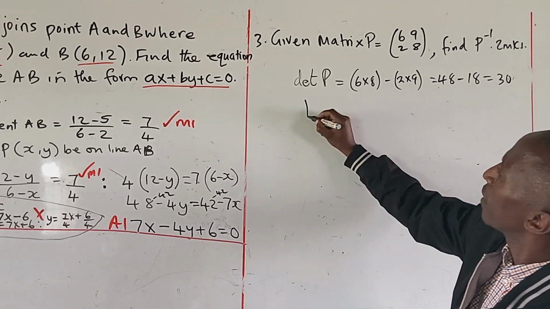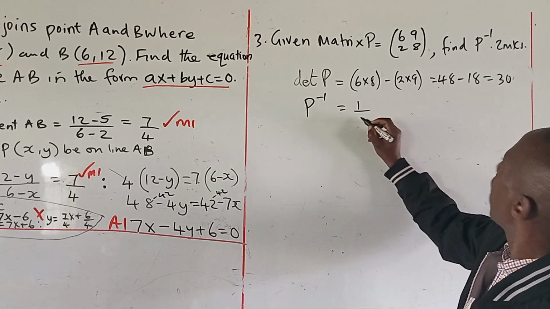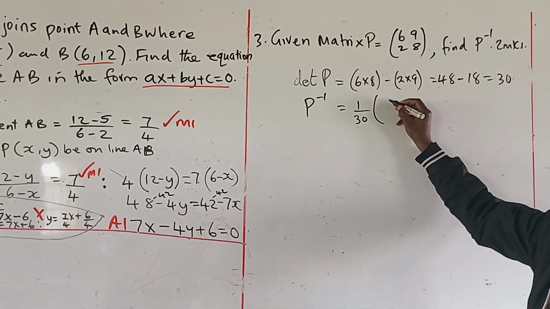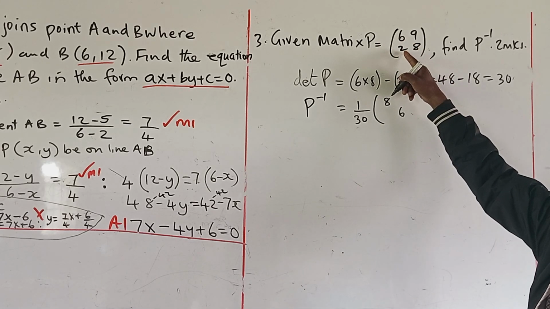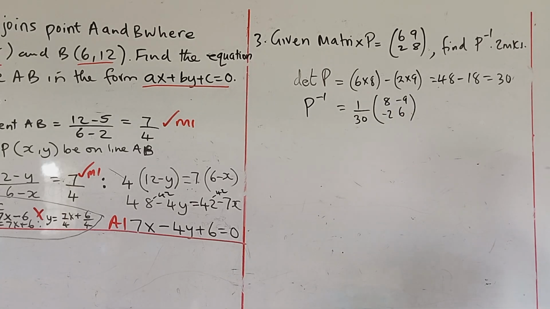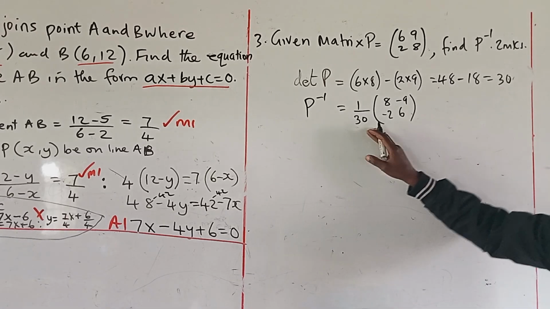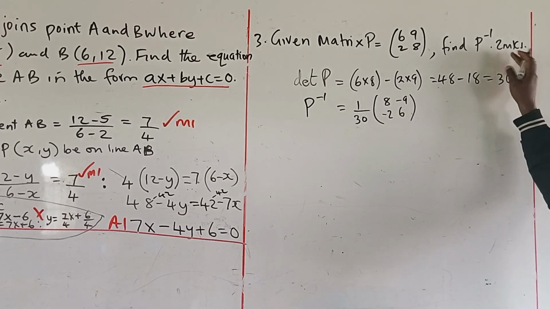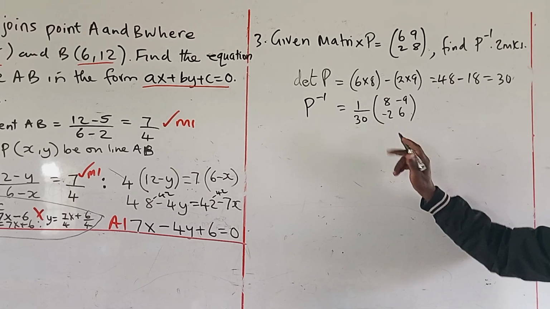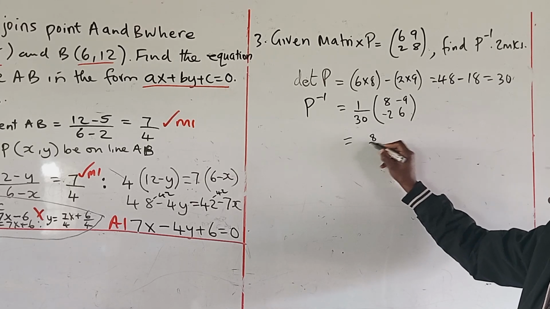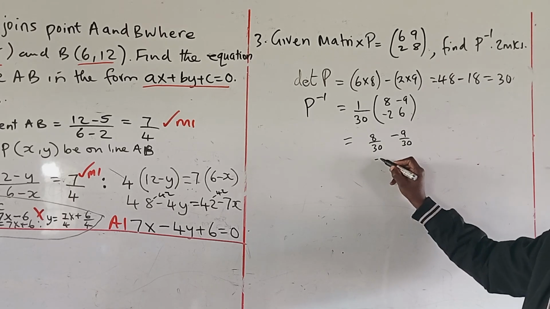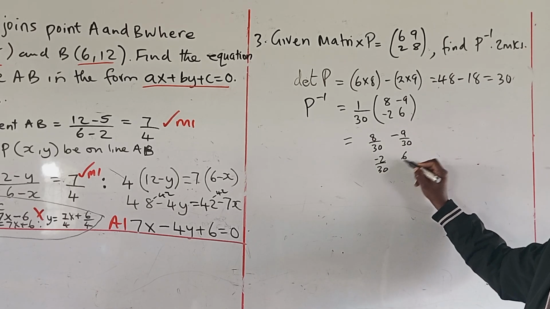for us to get the P inverse, we do 1 over the determinant, and then we exchange values on the leading diagonal. So we get 8 and 6, and then we have these two change their sign to -2 and -9. Now, if a student leaves this answer like that, it does not score the A1 out of the 2 marks, simply because there is an operation which is not yet done here. So we need to come down and say, this is 8 out of 30, -9 out of 30, -2 out of 30, and then 6 out of 30.